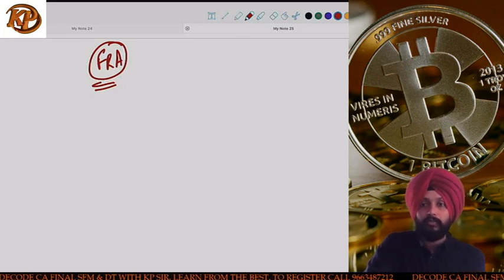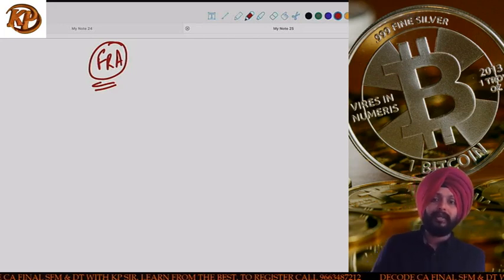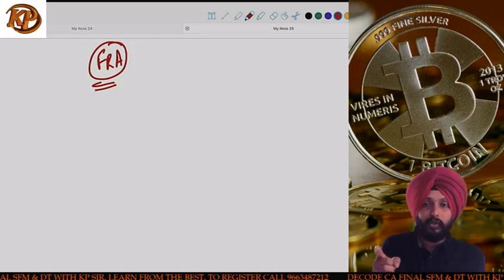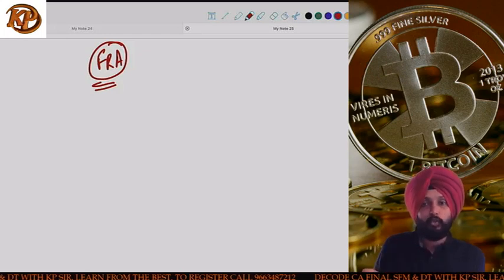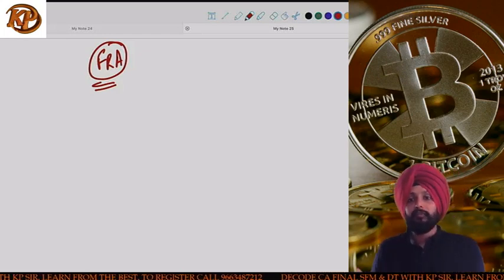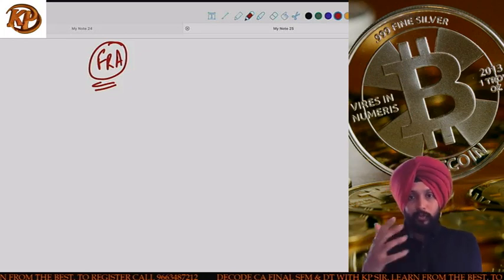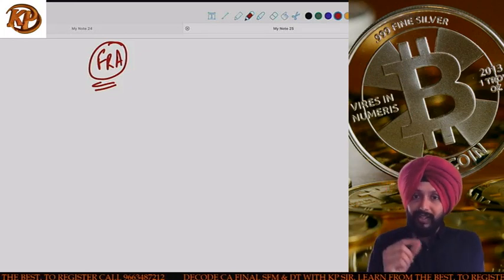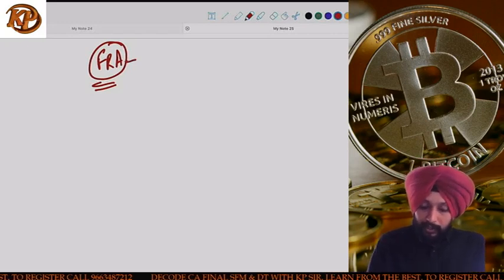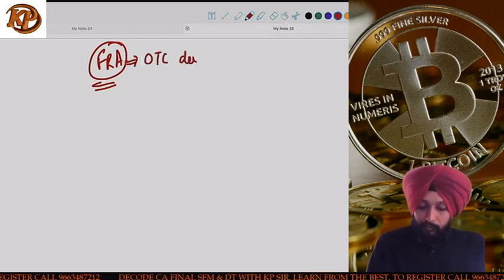FRA, if you remember guys, we have discussed, is forward rate agreements. Like we have forward contracts on currency, about which we discussed in the entire forex chapter, similarly we have forward rate agreements. These are again the OTC derivatives.